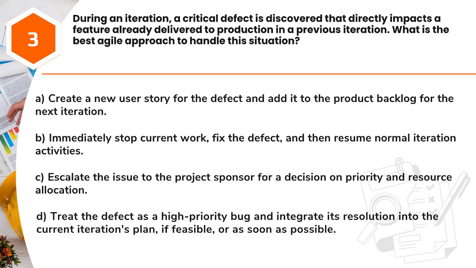A. Create a new user story for the defect and add it to the product backlog for the next iteration. B. Immediately stop current work, fix the defect, and then resume normal iteration activities. C. Escalate the issue to the project sponsor for a decision on priority and resource allocation. D. Treat the defect as a high-priority bug and integrate its resolution into the current iteration's plan, if feasible, or as soon as possible.